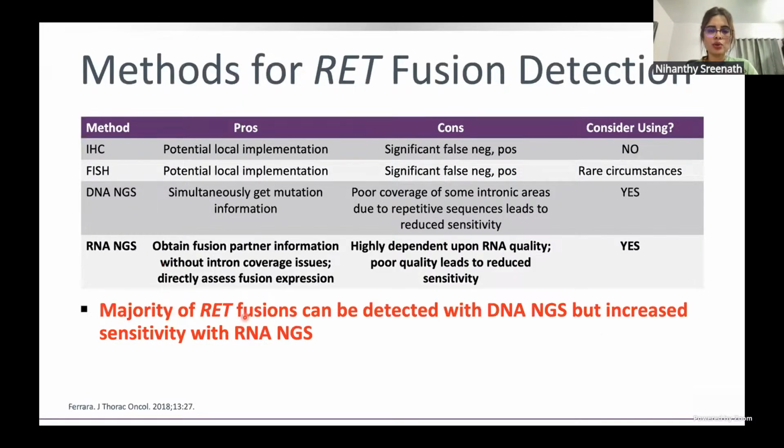If you look at the comparison with IHC and FISH, you can do it, but there is an increase in false negativity rates. So it is better with DNA. And in case of higher sensitivity, it can be done with RNA fusion gene proteins.